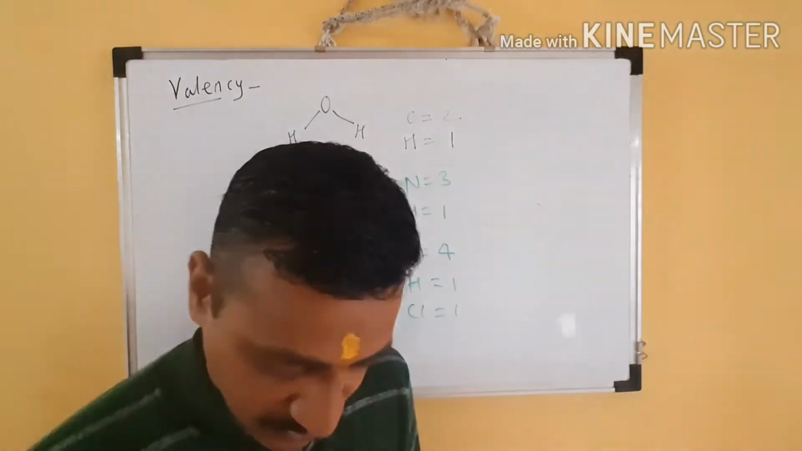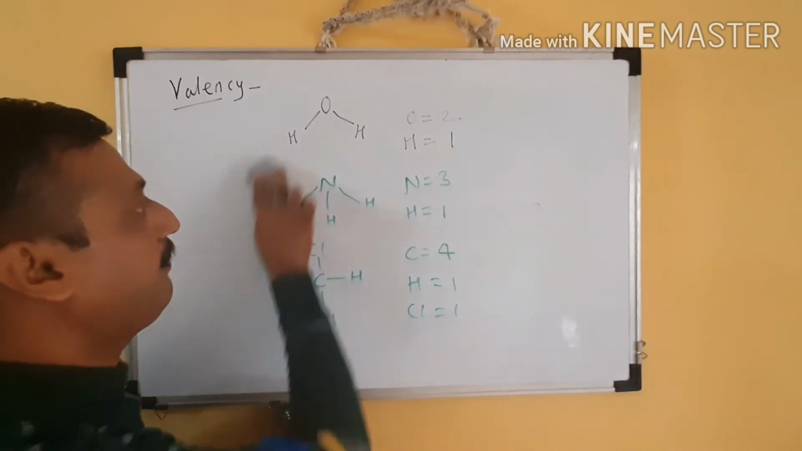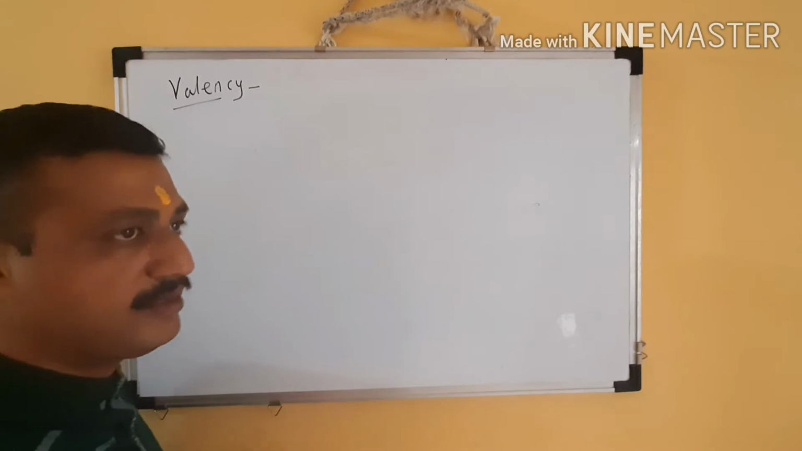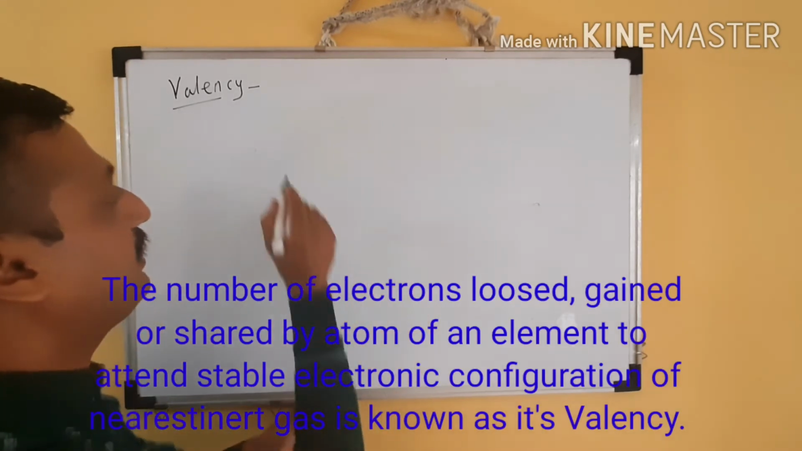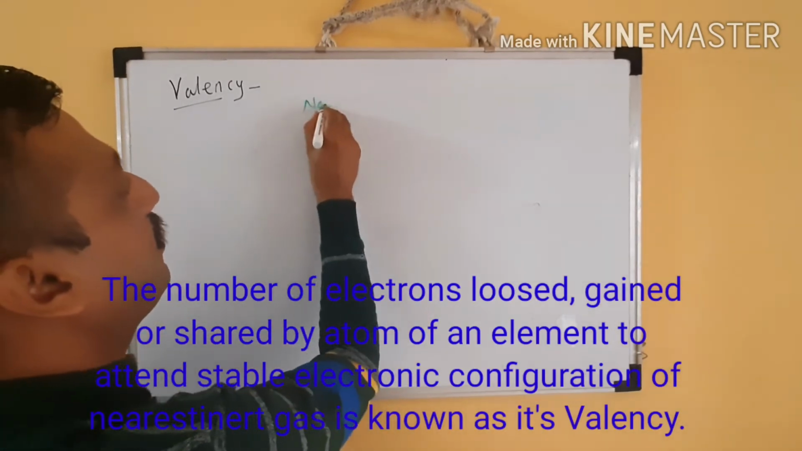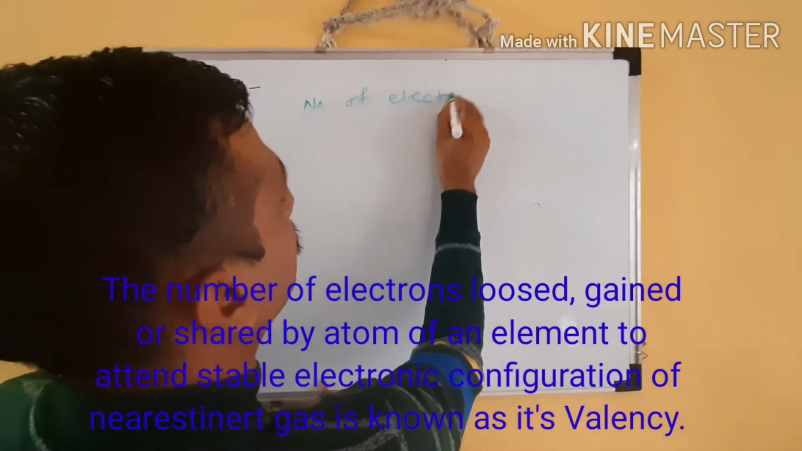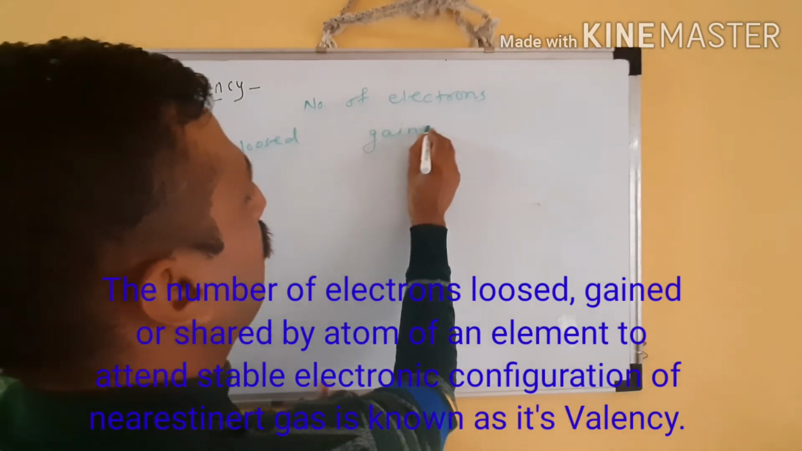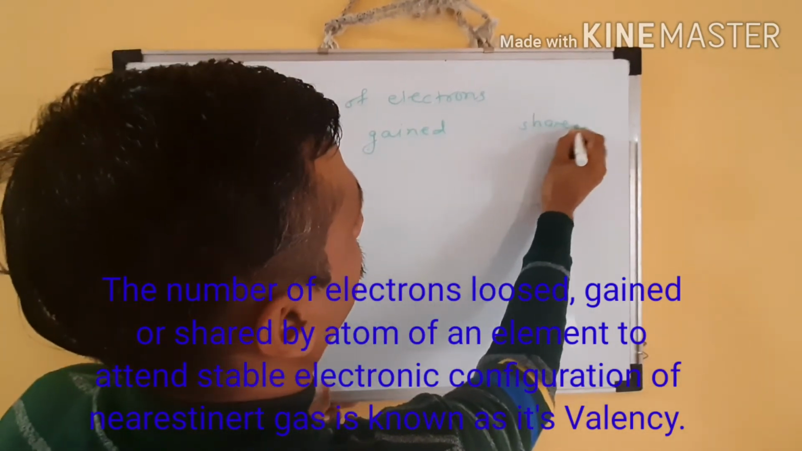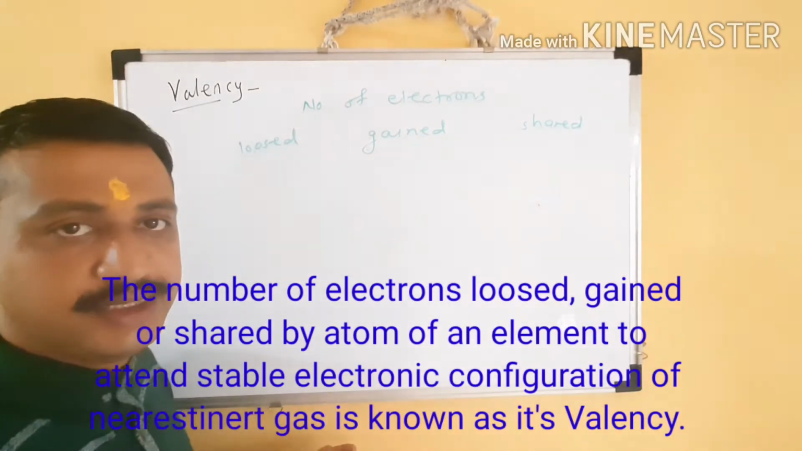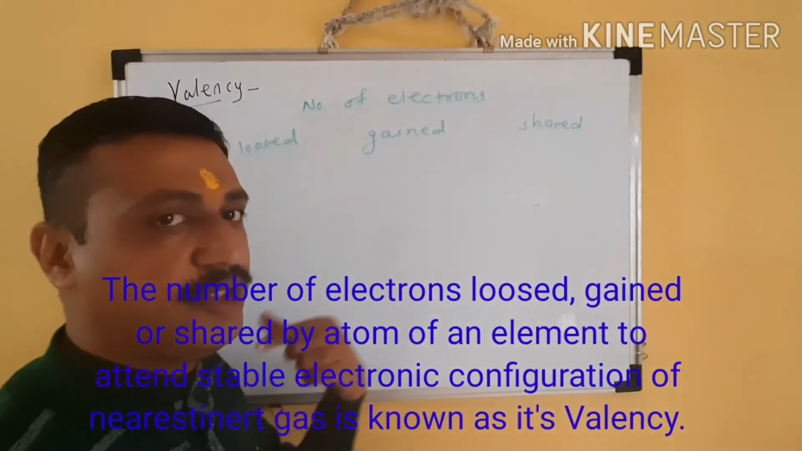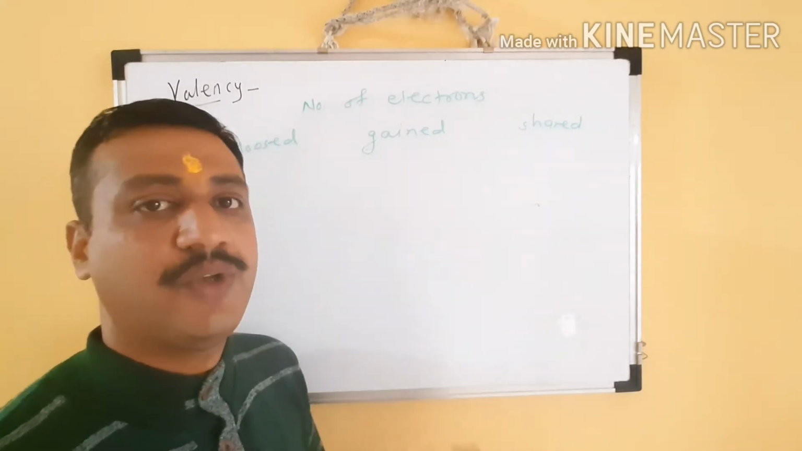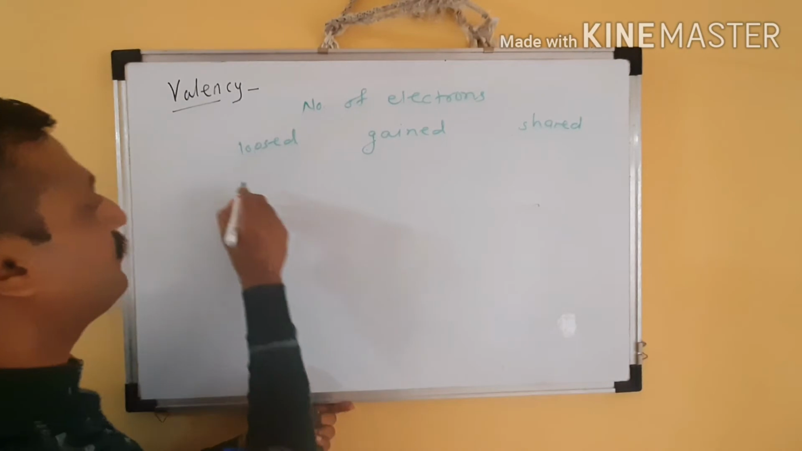So the third, most advanced definition, which is widely applicable, is what we are going to discuss. The third definition of valency says that valency is nothing but the number of electrons lost, gained or shared by an atom of an element. How many electrons an atom of an element loses, gains or shares, that number of electrons we call its valency. Let's have an example of sodium.